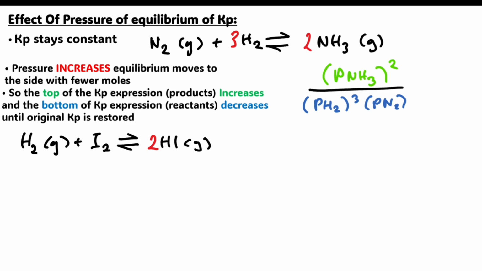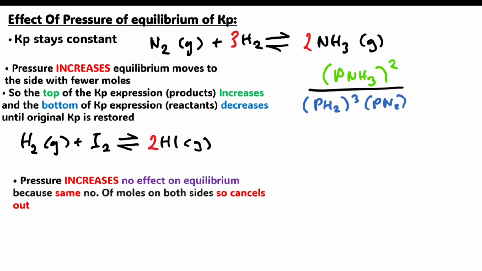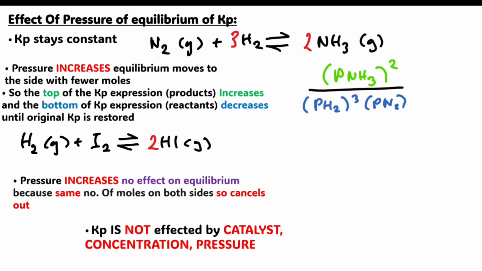And then in another example here, I can see that there are 2 moles on the right hand side and 2 moles on the left hand side. So does it affect Kp? No. It has no effect on Kp. Kp still stays constant. And if pressure increases or decreases even, there's no effect on the equilibrium because there's the same number of moles on both sides, so it cancels out. And Kp is not affected by pressure, the catalyst, or the concentration. It's only affected by temperature.